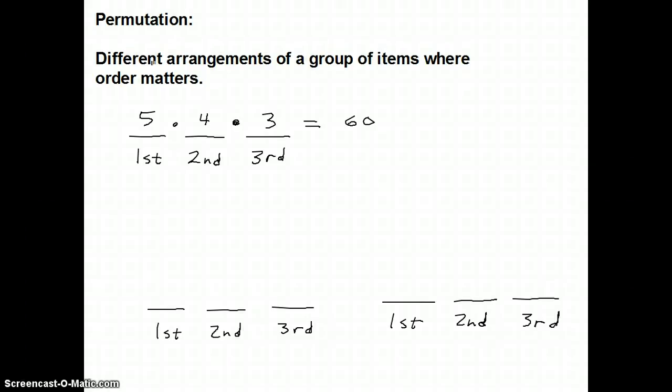So let's address the order mattering part a second. Let's say Mr. R gets first place, Miss S gets second place, and Mr. K gets third place. Well, that's different. The order is different than if Mr. K gets first, and then Miss S gets second, and Mr. R gets third. So with a permutation, the order matters. The way that you arrange things actually matters.